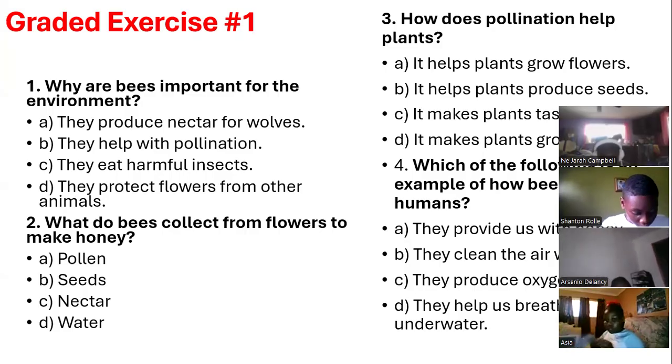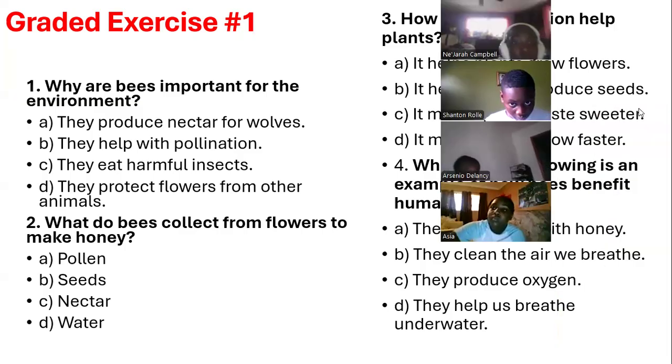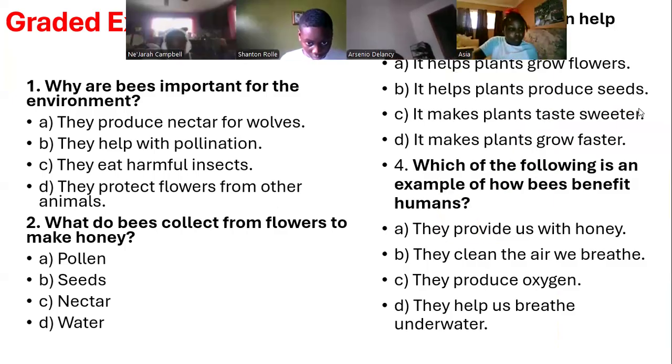Najara, what number are you on? 6C. 6C, okay, you're almost finished. And Asia, what number are you on now? I'm on 4D. 4D? Okay.